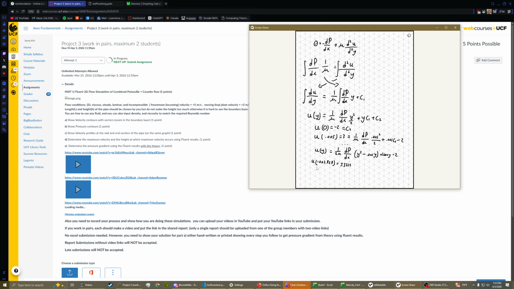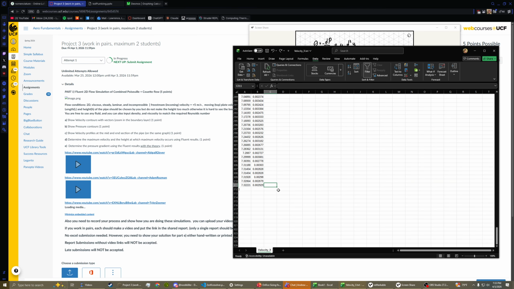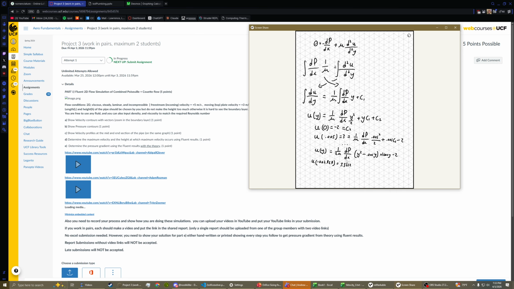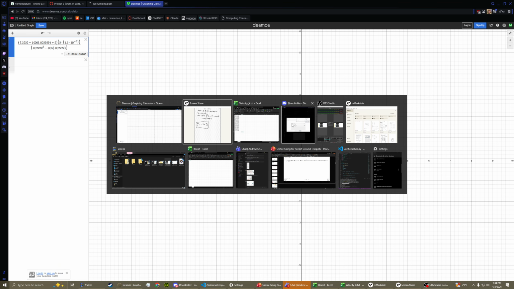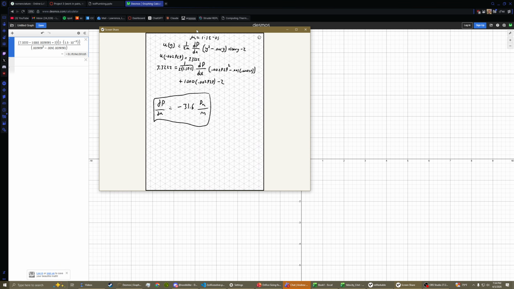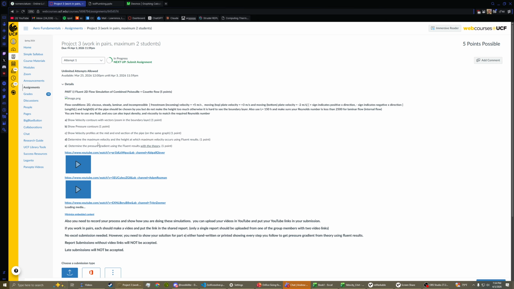And then for our third point, we just did our max velocity here. And once we plug that in, we can just do the algebra, plug in our mu, and we get this equation here. Now that's super big, so we just did it in Desmos, which leaves us with -31.6 pascals per meter. And that is how we determine the pressure gradient using the Fluent results with the theory taught in class.